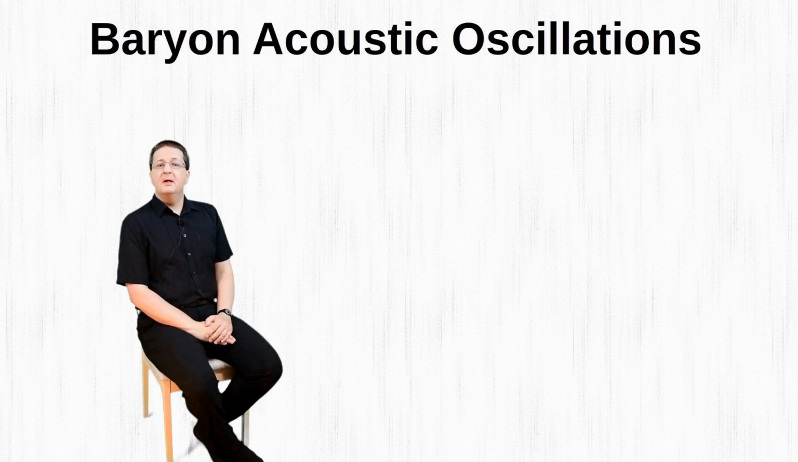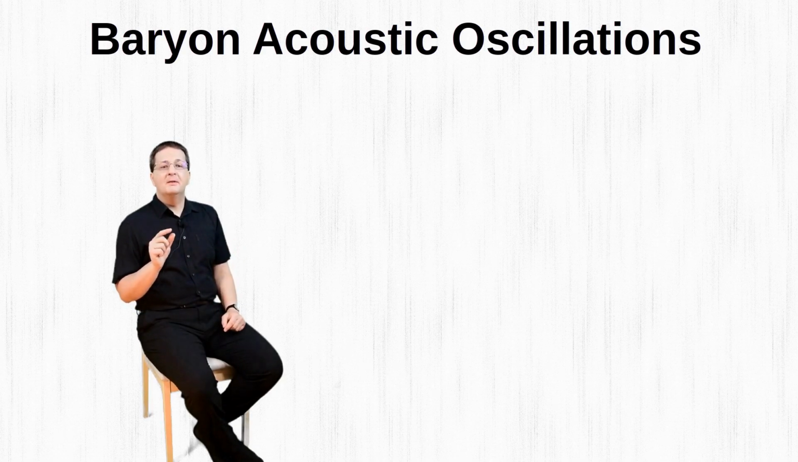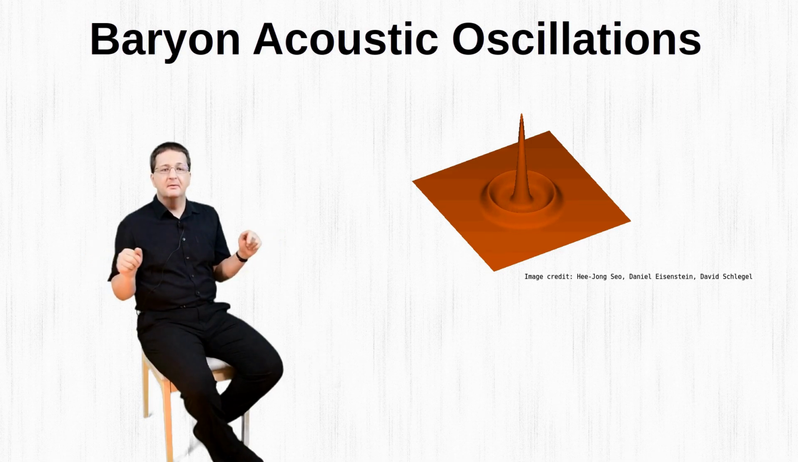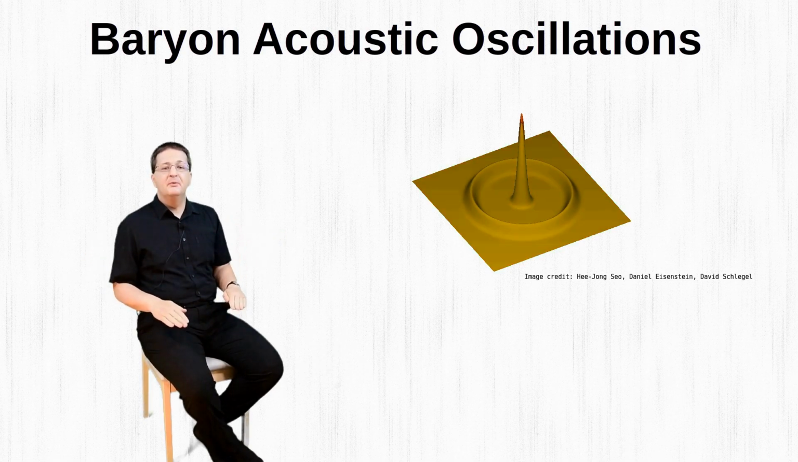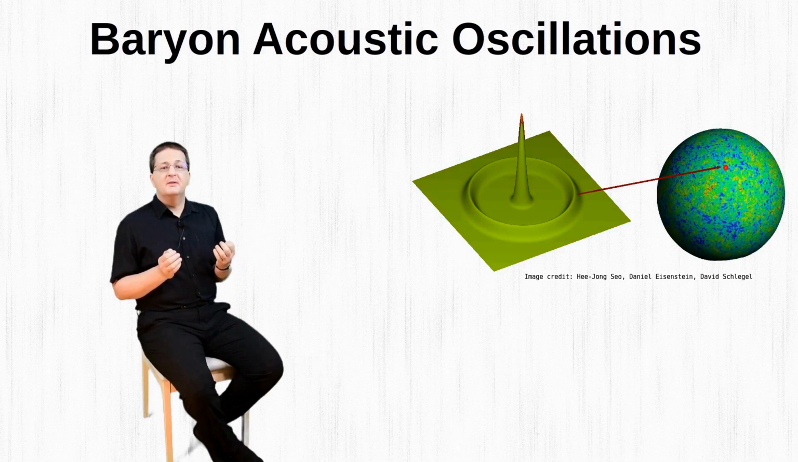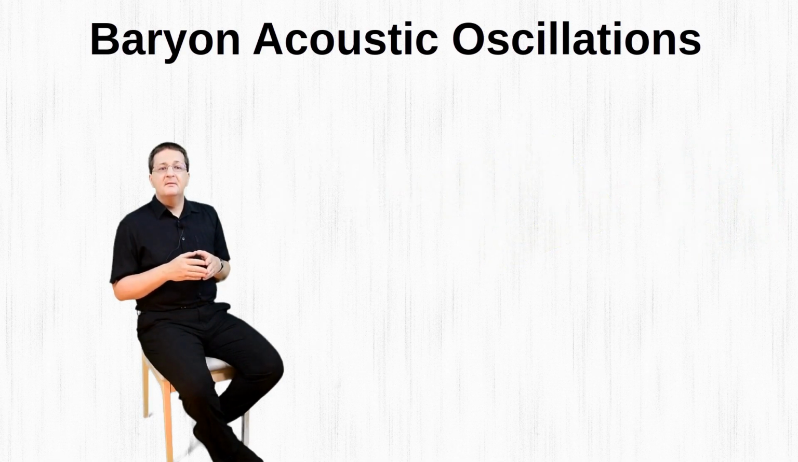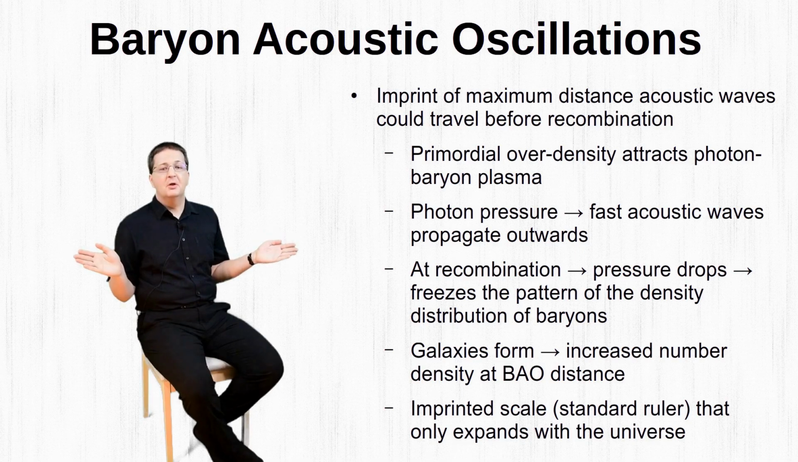When I started this project, I didn't know more than the basic textbook description of baryon acoustic oscillations, short BAO. Starting with some primordial overdensity in which the photon baryon plasma is forced into, the photon pressure will cause fast acoustic waves to travel outwards. At recombination, the pressure drops and essentially freezes the pattern of the density distribution of baryons. This will impact where galaxies will form, and we can detect this feature as an increase in the number density at a certain distance. After recombination, this characteristic pattern only scales with the expansion of the universe.